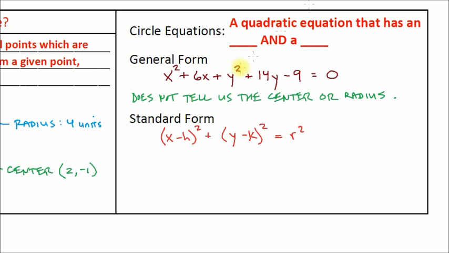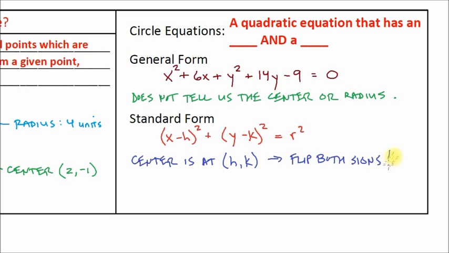The great part about this form is it tells us right in the equation what the center and the radius is. The center is at, you might guess this already, h, comma, k. Now, here's one thing you've got to remember compared to parabolas. Flip both signs. When you're dealing with circles, both the h and the k signs get flipped.